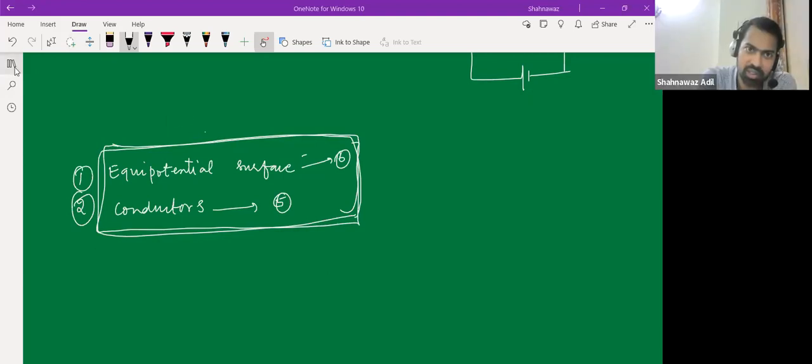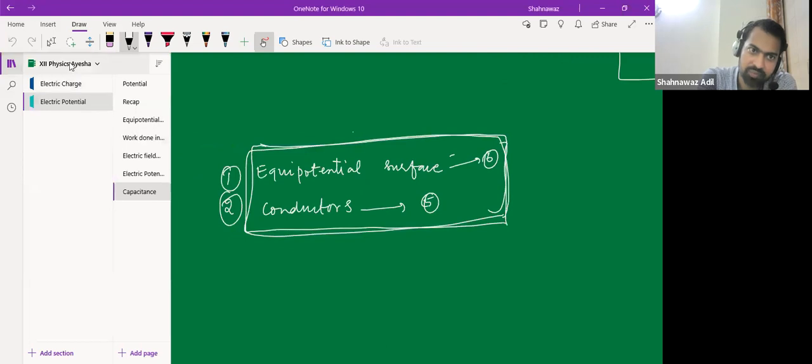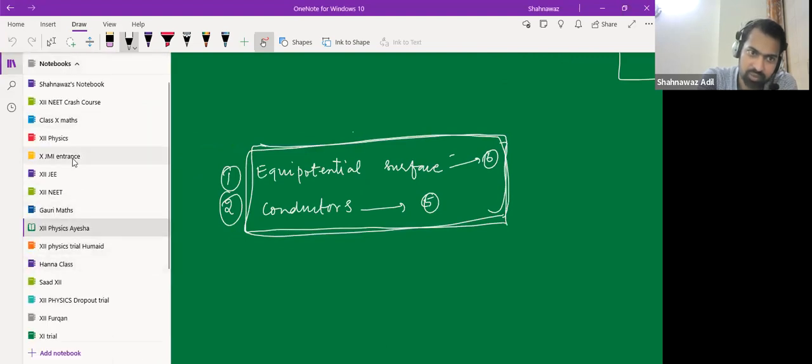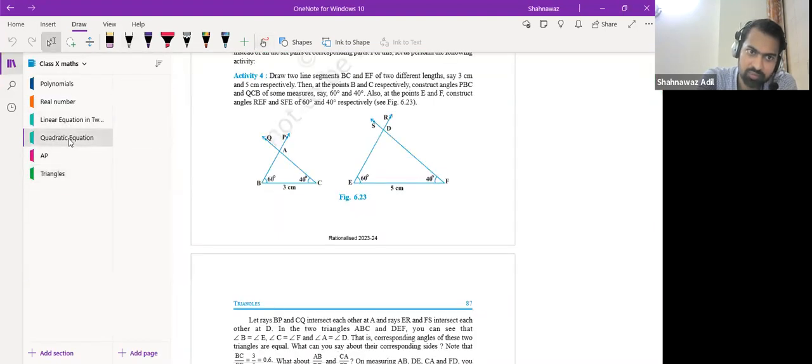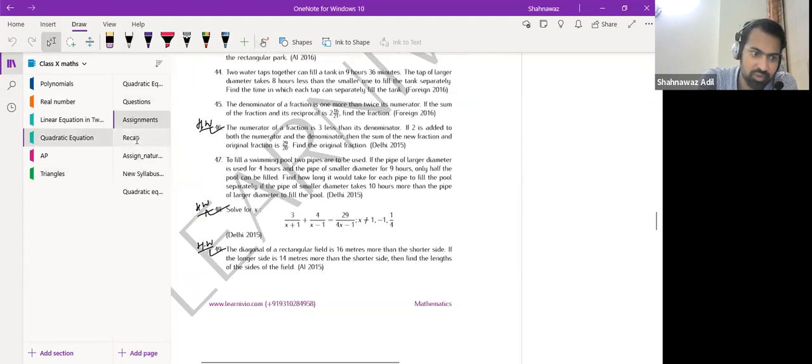Okay. So do you have any doubts from the previous class? What did we do? We were still on that chapter, right? You sent me the homework, right? So you have solved the 48th question. And the diagonal one, then if the longer side is 14 meters more than the shorter side, then find the lengths of the sides of the field. Okay.